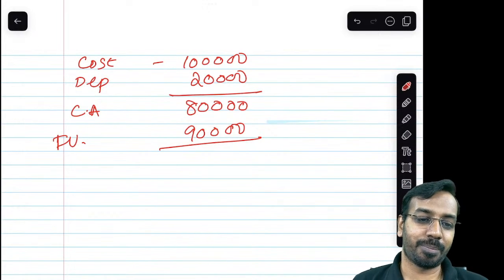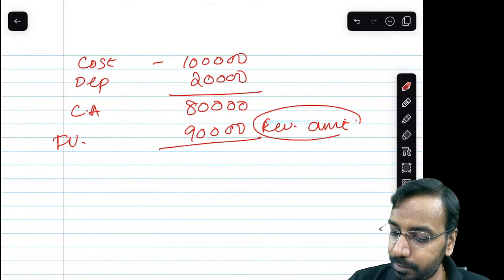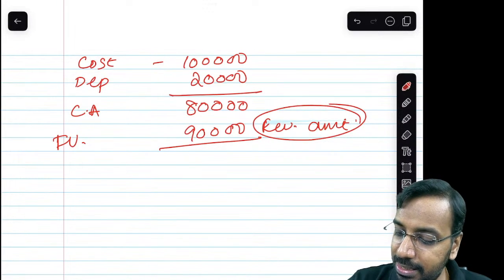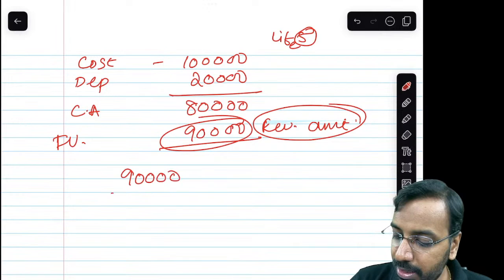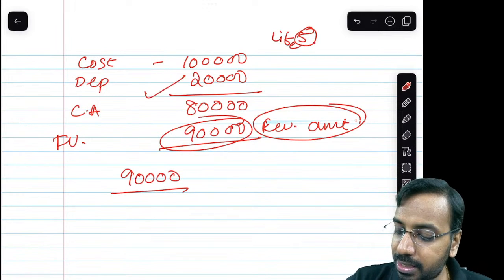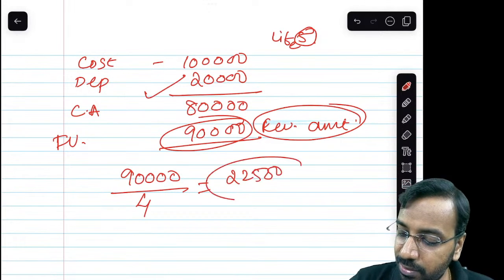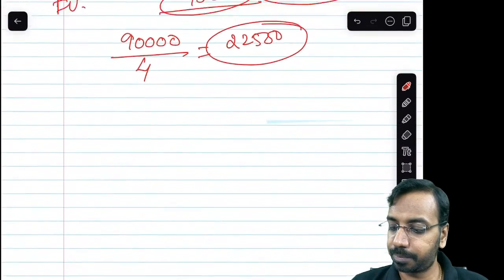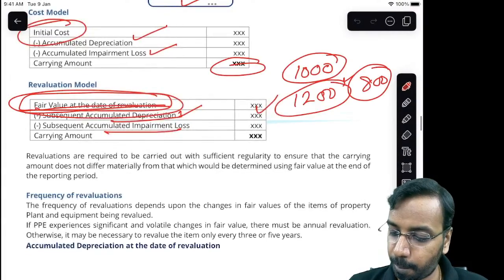Fair value is 90,000. So this is called the revalued amount. Now what happens is, let us say this life is 5 years. Now fair value is 90,000. Subsequently, I will take 90,000. Out of 5 years, 1 year is completed. So divide by 4, I will get 22,500. This will be my revised depreciation. That is how it works. Now, how do we account for revaluation?